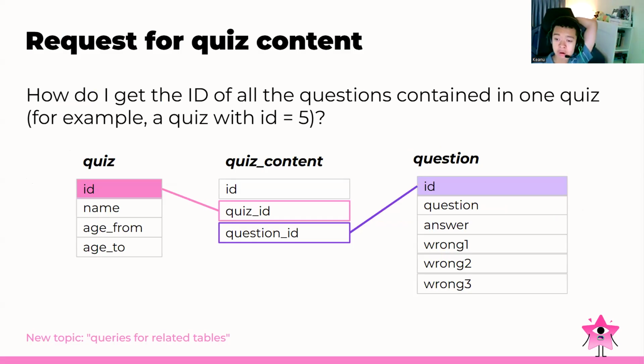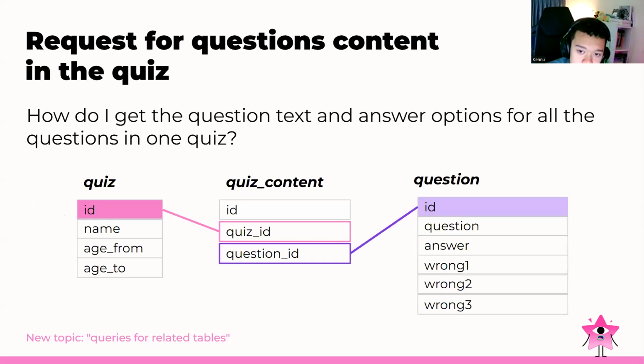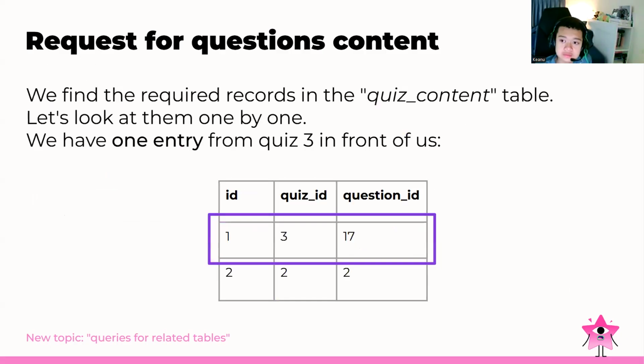And then for the request for the quiz content: how do I get the ID of all the questions contained in one quiz? For example, a quiz with the ID equal to 5. Basically we only need to specify quiz ID equal to 5, and then order by ID. The questions will be sorted by the ID field of the quiz table, and they will be given in the intended order of the quiz. Okay, so basically that's it for this one.